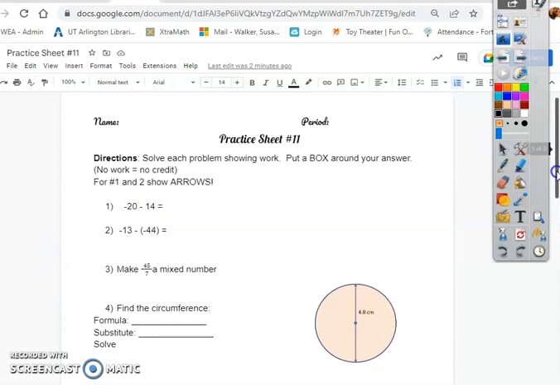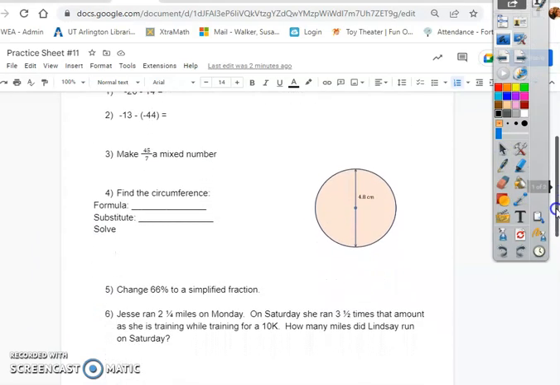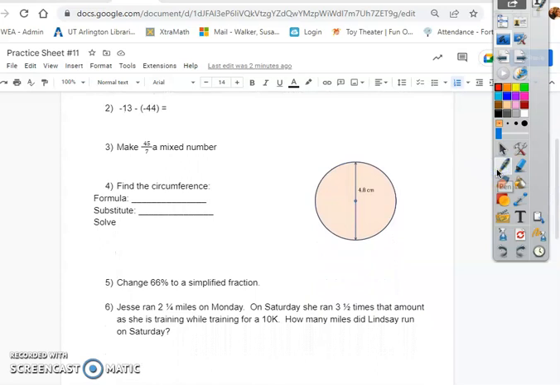Okay, so now, number 3, make mixed. I'm not going to do that. We've done it so many times. Number 4, circumference. You're going to do that. You need your formula chart.